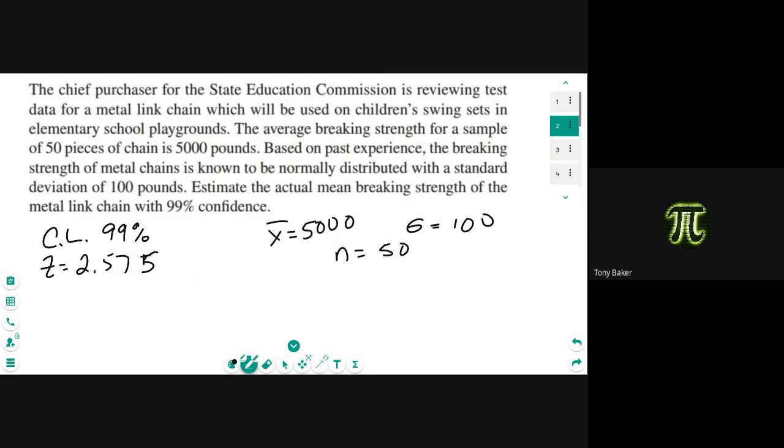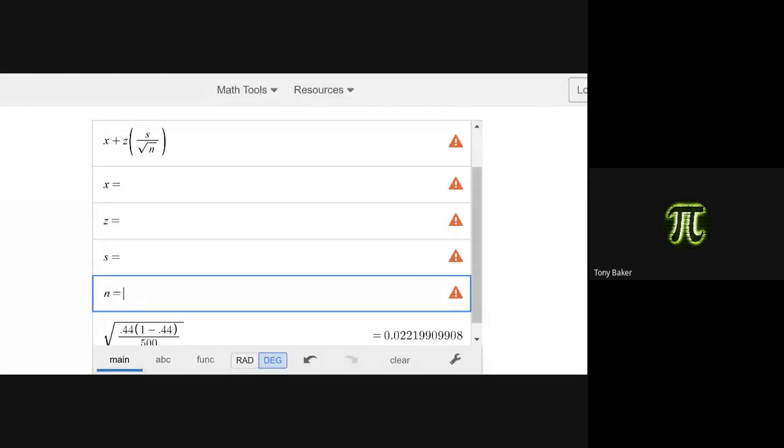So now we can use our formula for it. Formula was X-bar plus or minus Z times standard deviation over the square root of N. Actually, I should probably put that symbol there. So that was our formula for it. If you have Desmos up and set up, it should look like that. We're just going to type the numbers in that we just got.